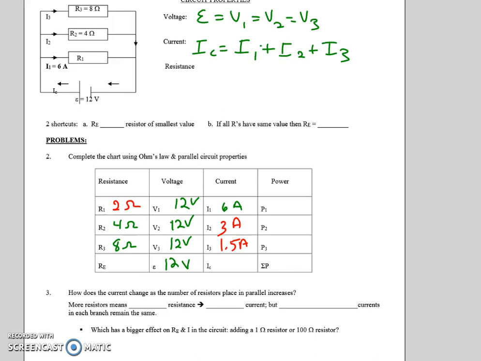So let's see Ohm's law. We add these all up, we see we have 10.5. Okay, now we can get the effective resistance of the circuit. We've got 12 volts across 10.5 amperes. So according to Ohm's law, we can divide the two to get the effective resistance.